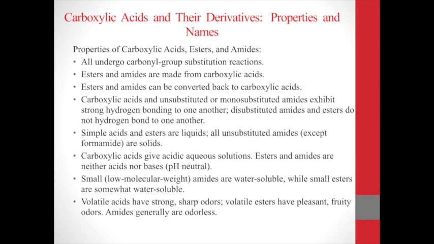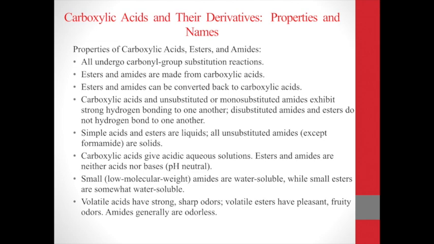Carboxylic acids and unsubstituted or monosubstituted amides exhibit strong hydrogen bonding to one another, so that's the primary and secondary amides. Disubstituted amides and esters do not hydrogen bond to one another because there is not that hydrogen available to do that. Simple acids and esters are liquids. All unsubstituted amides, except for formamide, are solids.